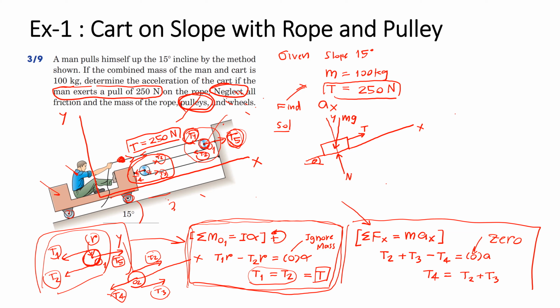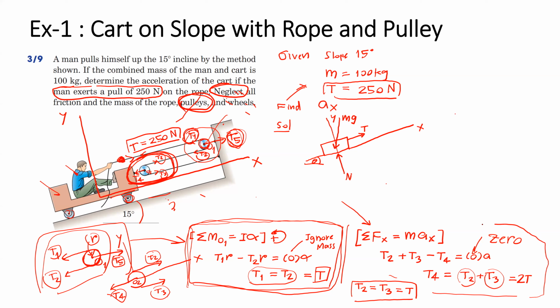And if we consider the summation of moment about O2 of this pulley, you're going to find that T2 is also equal to T3, because when we ignore the mass of the pulley, the moment of inertia is 0, and yes, they are equal to T. But from this summation of force, T4 is equal to T2 plus T3. You can simply write that T4 is equal to double the cable tension T.